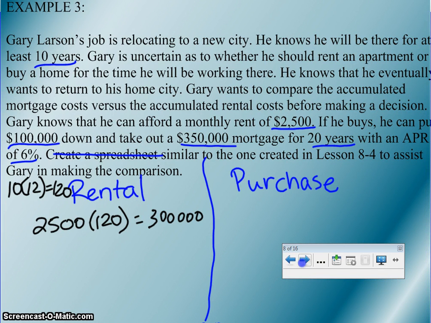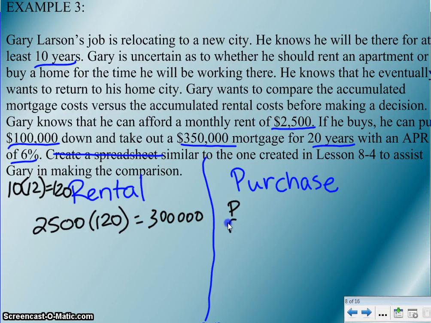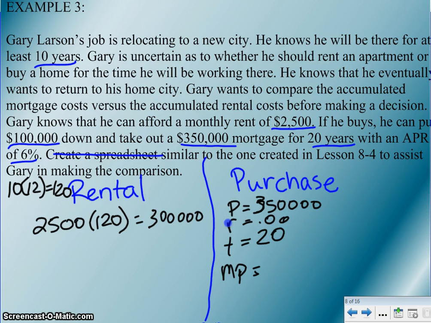Now, if we look at the purchase, he's looking at $100,000 down. But the first thing we've got to do with what's left is find what the monthly payment would be. So the principal, again, would be the $350,000. The rate would be 0.06, and the time would be 20 years because the loan is for 20 years. And when we plug that into our calculator, hopefully we did it all correct, we've got a monthly payment of $2,507.51.